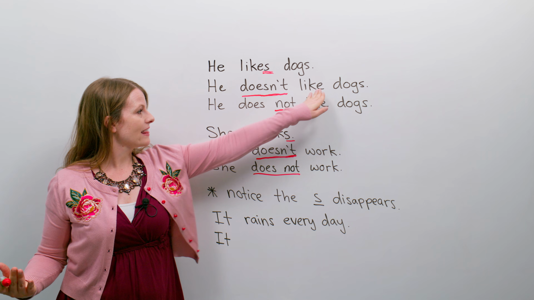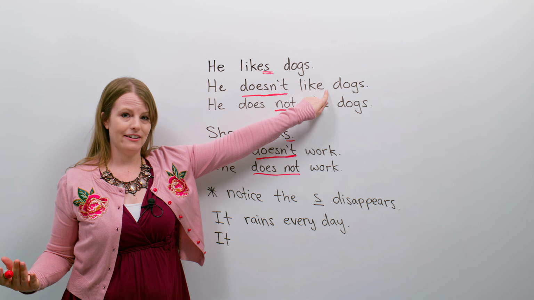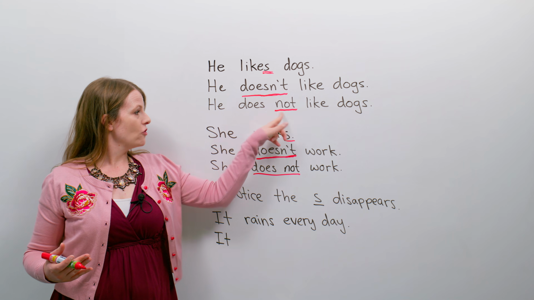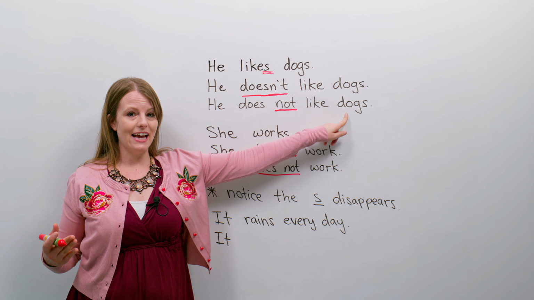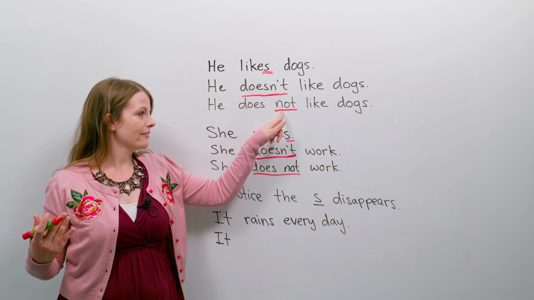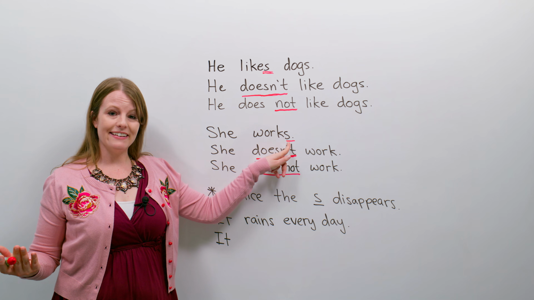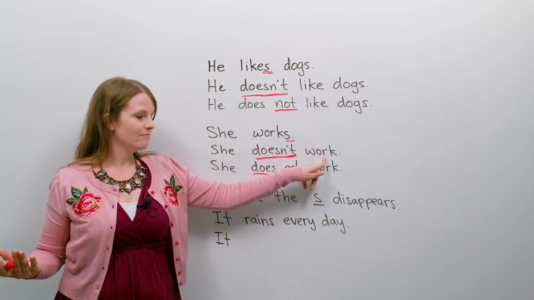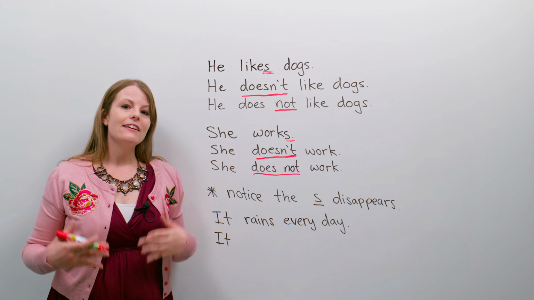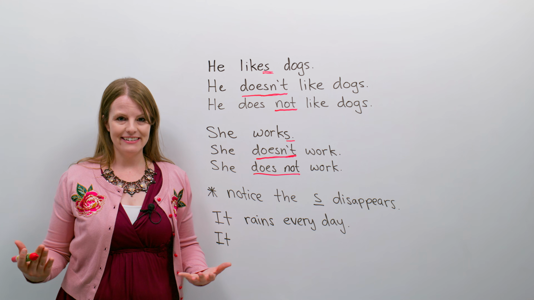So he doesn't like dogs. There is no S here because of the negative. He does not like dogs. Again, no S because of the negative. It's the same with she. Works has an S. Doesn't work, no S. No S. So let's do an example together with it.